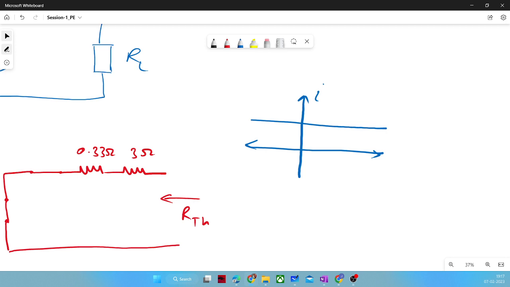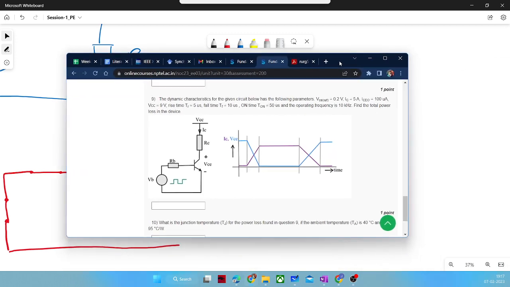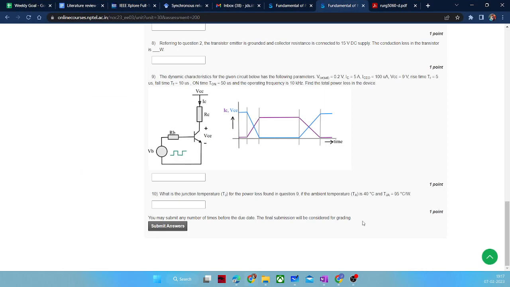Okay, so dynamic characteristics of the circuit given. You are asking about this problem. Here all the transitions are given, right? Yes, sir. I just discussed this kind of transition of switching losses.